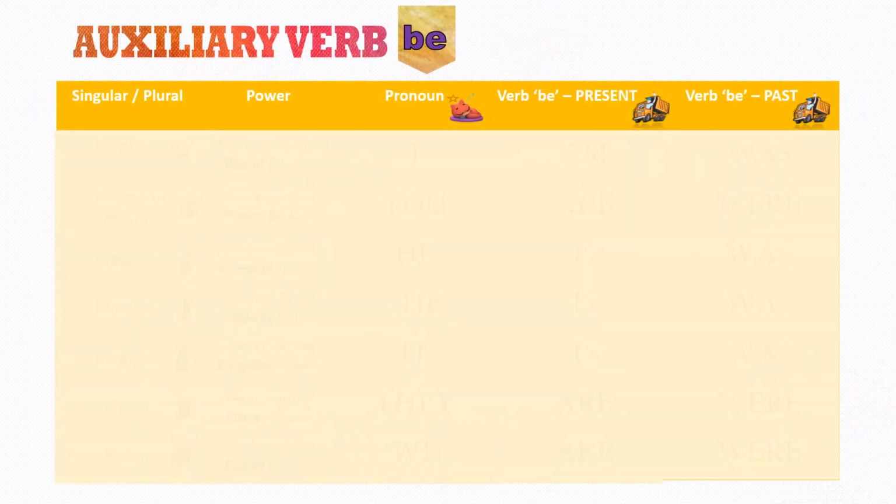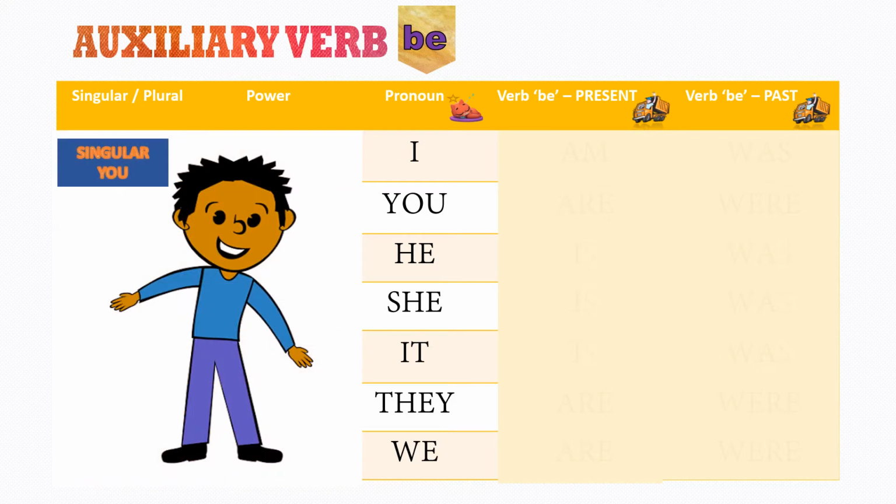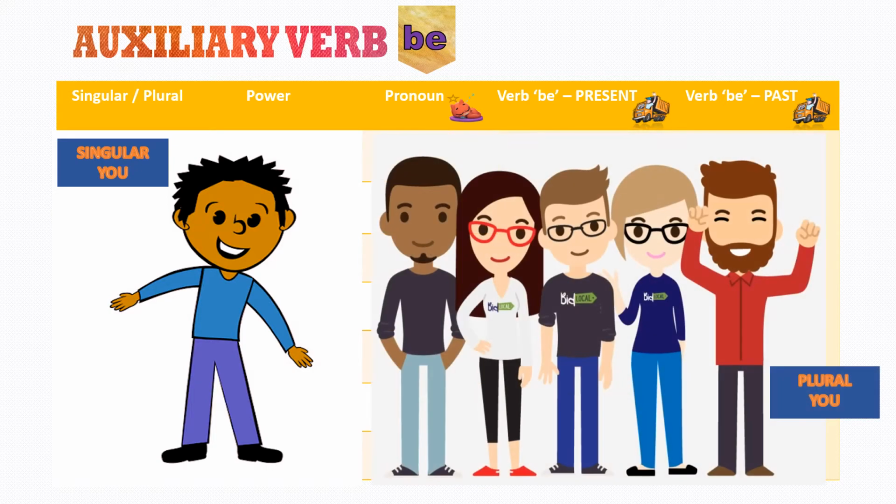Now you are going to learn how to use the be verb. Before you decide which be verb to use, you need to decide whether the subject is singular or plural. Now let's look at the table. These are the pronouns in English. I, he, she, it are used to replace singular nouns, whereas they and we are used to replace plural nouns. The pronoun you can be used to replace singular and plural nouns. For example, when I say I'm talking to you, I can be referring to one person, or I may be addressing many people.